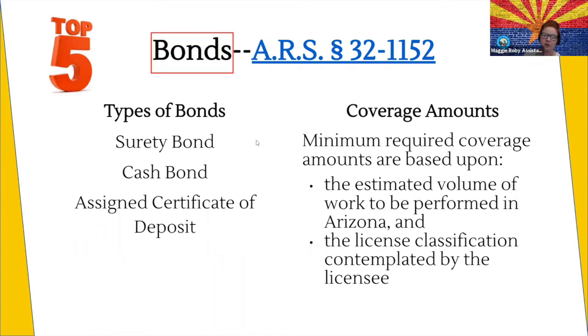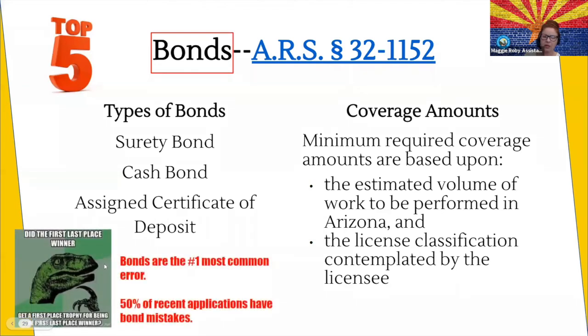Those would be surety bonds, cash bonds, or a signed certificate of deposit. There is a minimum coverage that will be required. That is going to be based on the estimated volume of the work that is going to be performed, and it's also going to be determined based on the license classification that you are applying for.